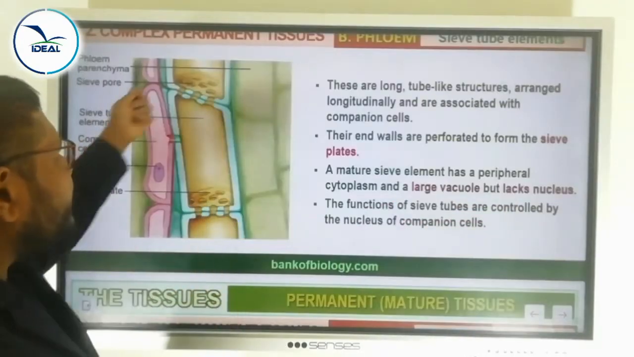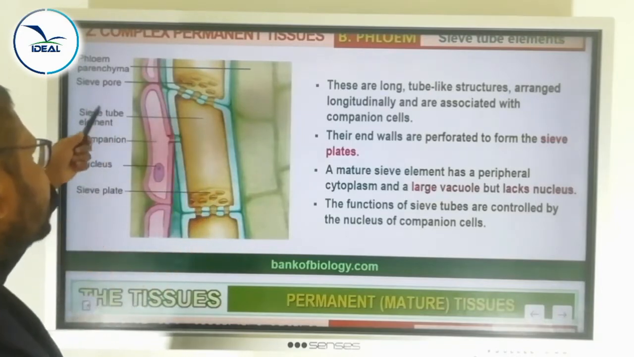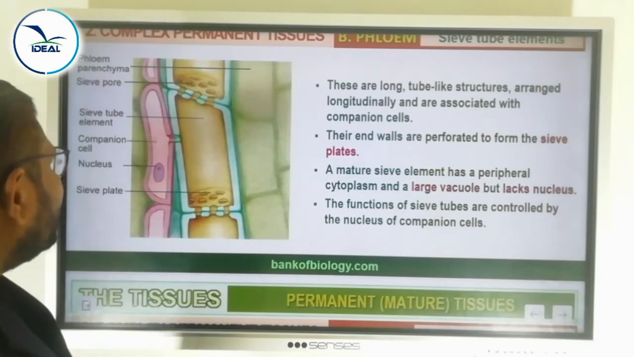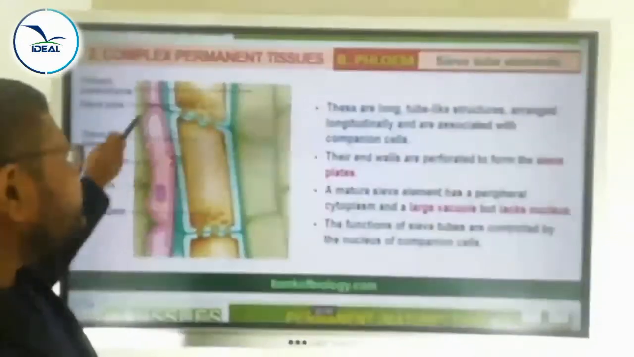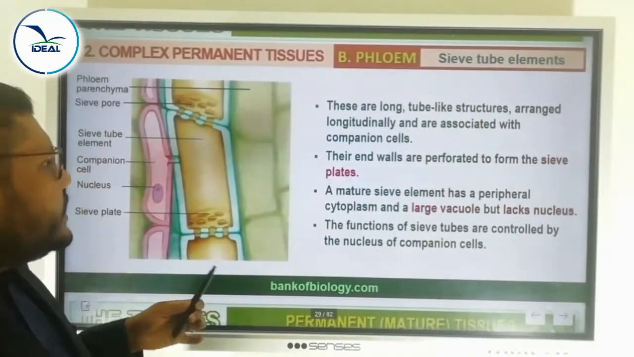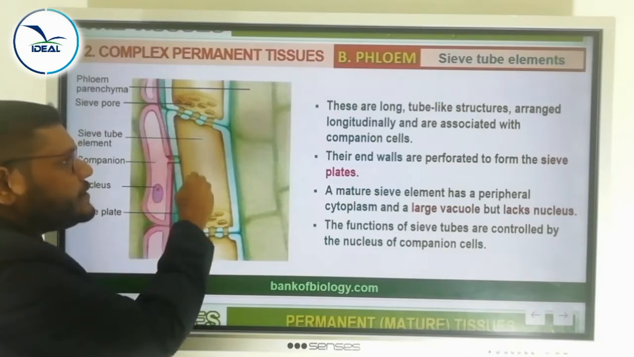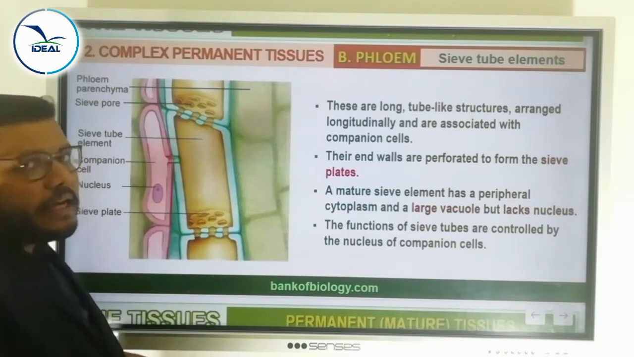Look here, this is one of the phloem structures. Here we can see the sieve tube element, companion cells, phloem parenchyma and phloem fiber. First one, sieve tube element. Look here, this is one of the phloem structures. This part is the sieve tube element. These are long tube-like structures that are arranged longitudinally and are associated with the companion cell.